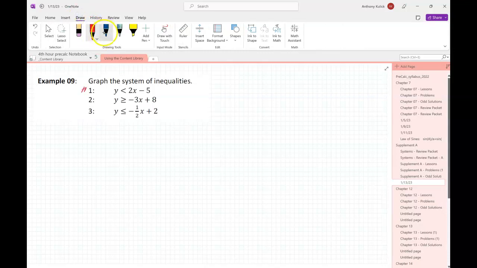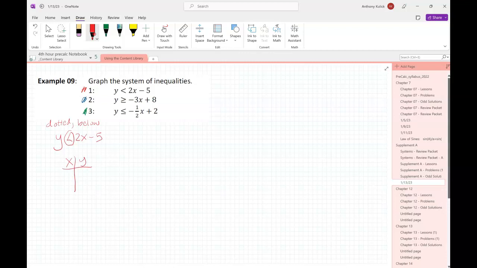So here we're going to have 3 inequalities in our system. Again, it doesn't matter how many inequalities you have. You can have as many as it wants to give you. Just means the problem's going to be a little bit longer. But that's okay. Since it's a strictly less than, I'm going to have a dotted line. And because it's a less than, we're going to shade below.